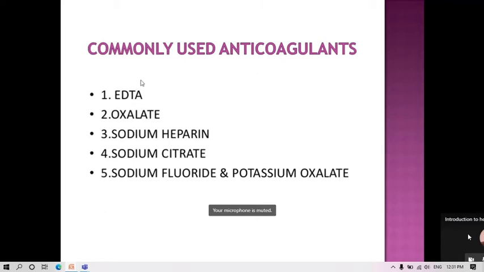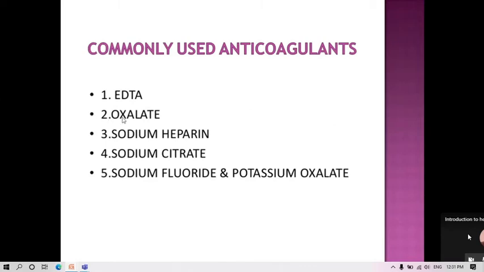of EDTA is better over trisodium EDTA and tripotassium EDTA. It is present in the powder form or in the liquid form inside these purple top tubes, and it will keep the blood in the fluid state. It will not allow the blood to clot.